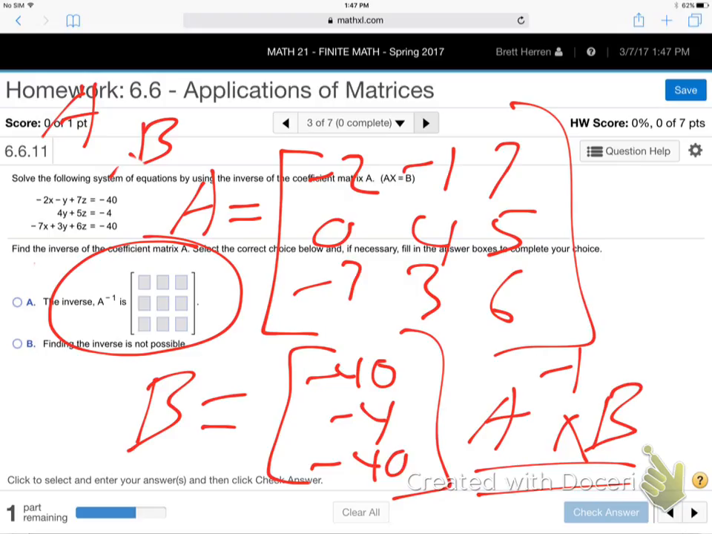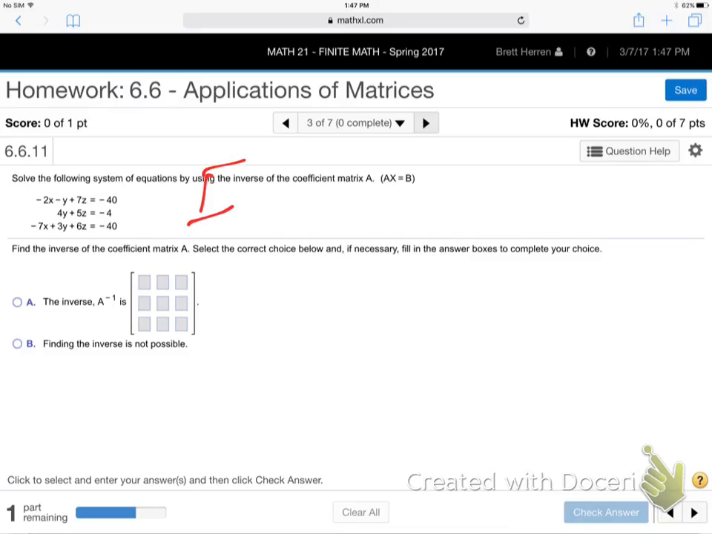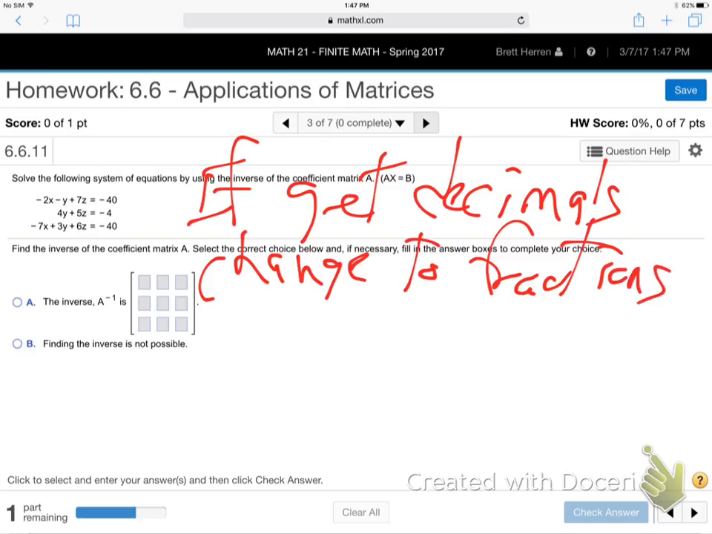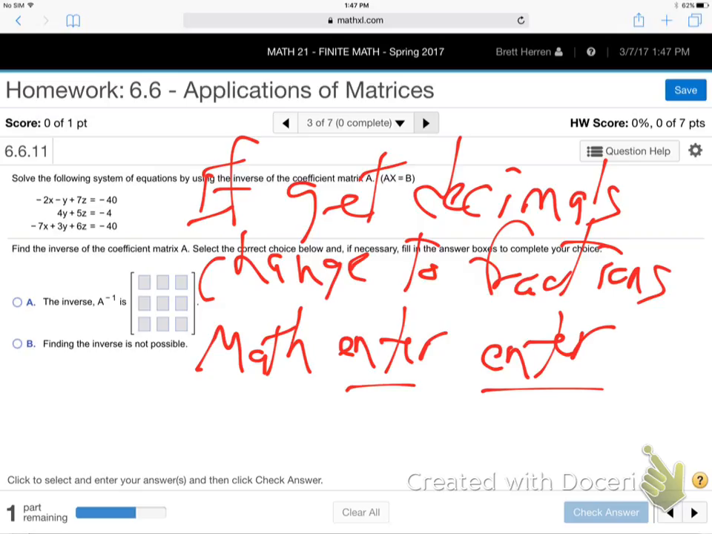And then B. Oh, by the way, sometimes they come up as decimals and they want fractions. That's what you were going over, Monique? Good. Do you guys know how to change the answers to fractions? Let me put that on a fresh screen here. If you get decimals and you want to change to fractions because it asks for it, just when you have the matrix on your screen, hit math, enter, enter on the TI-84. Math, enter, enter changes any decimal answer to fractions.